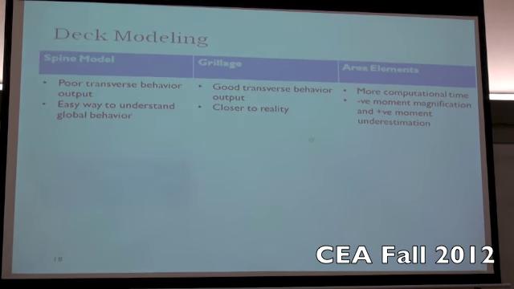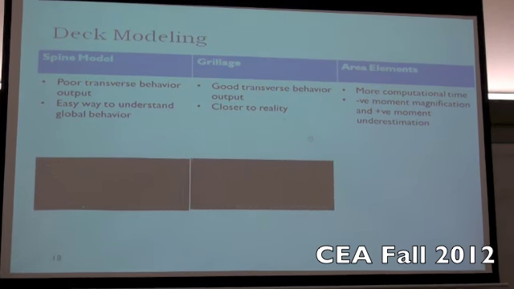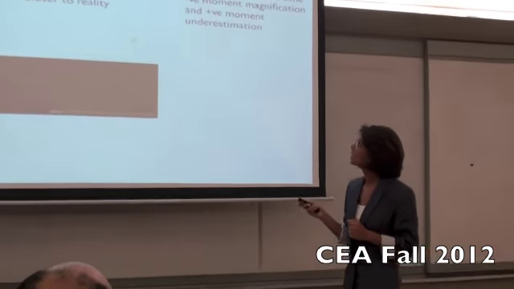As for the deck modeling, there are three techniques: spine, grillage, and area. As for the spine, we modeled the whole cross section as a single frame element. It's easy to understand the global behavior, that in our bridge is a simple beam behavior. However, it has a very poor transverse behavior. And the second one is the grillage. It's closer to reality than the spine, and it has a better transverse behavior.